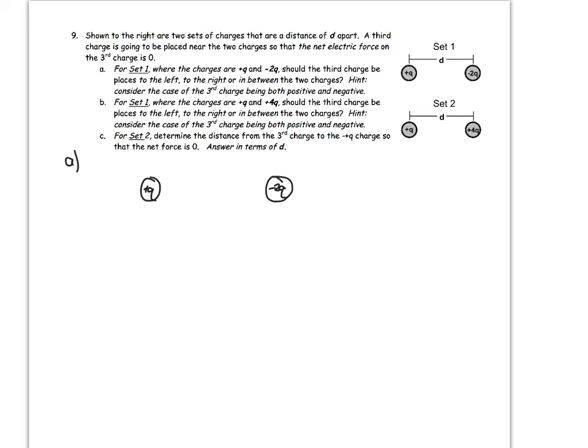Let's go ahead and work through this next problem here. So what we have are 2 charges. For set 1 is positive Q and negative 2Q, and we want to place a third charge somewhere so that the net force on the third charge is 0. We want to know, should that third charge be placed to the left, to the right, or in between the 2 charges?